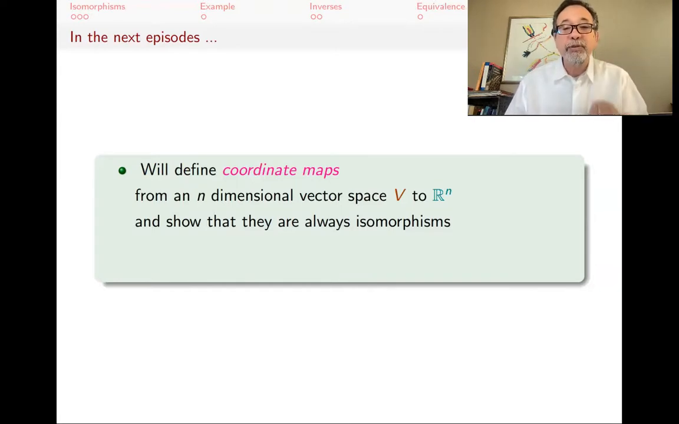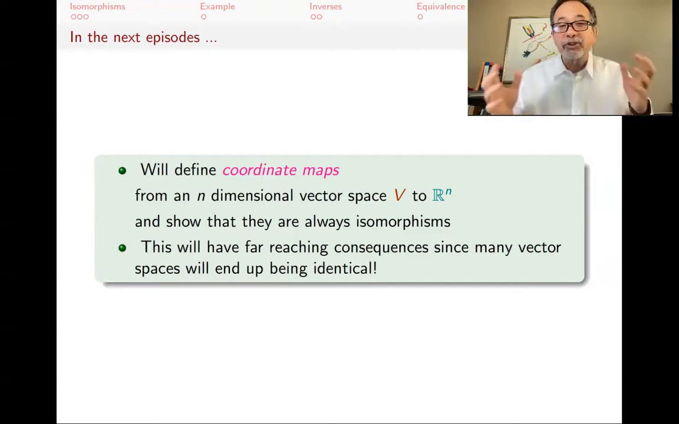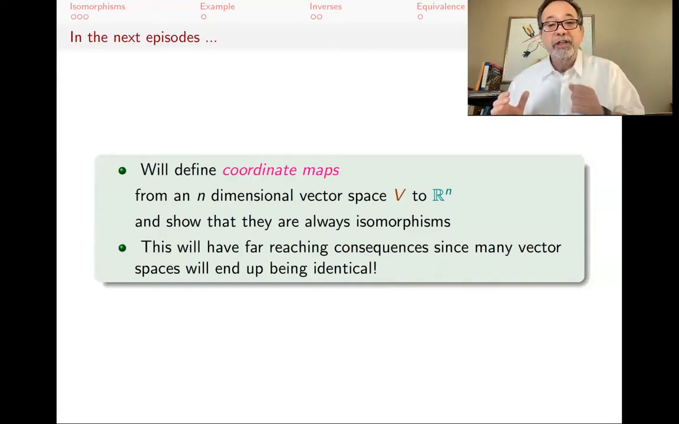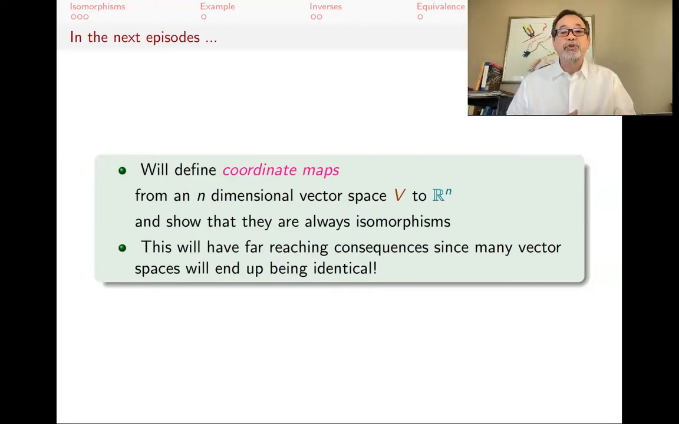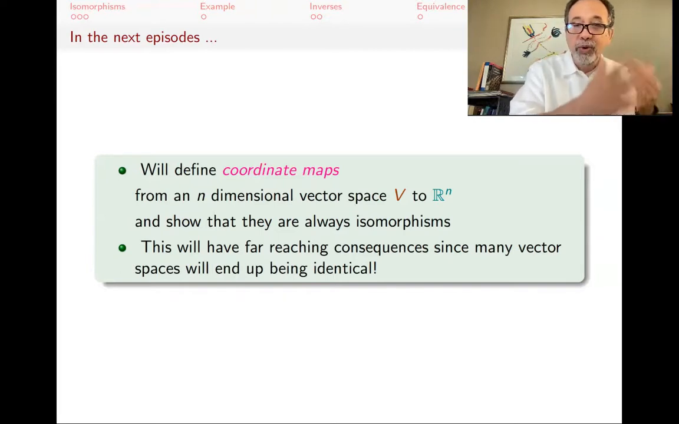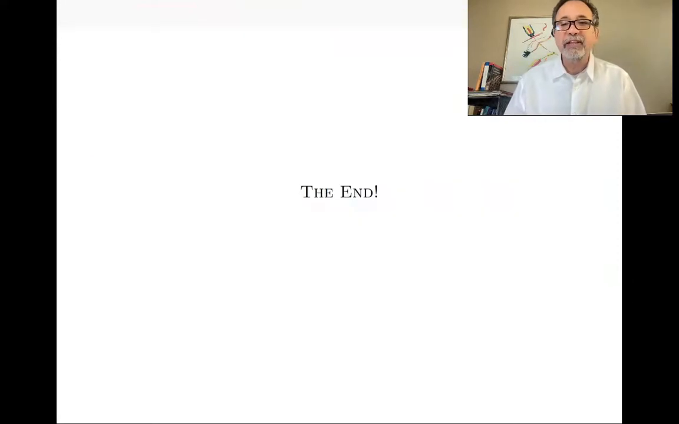The reason that will be really important is that in the next video we will see far-reaching consequences of that, because it will say that many vector spaces that we were working with and thought were different are all isomorphic. Therefore we can do our translation project, which will be the subject of future videos, where we translate from one vector space to another, ask our questions there, and then translate back. This is the end of this video.